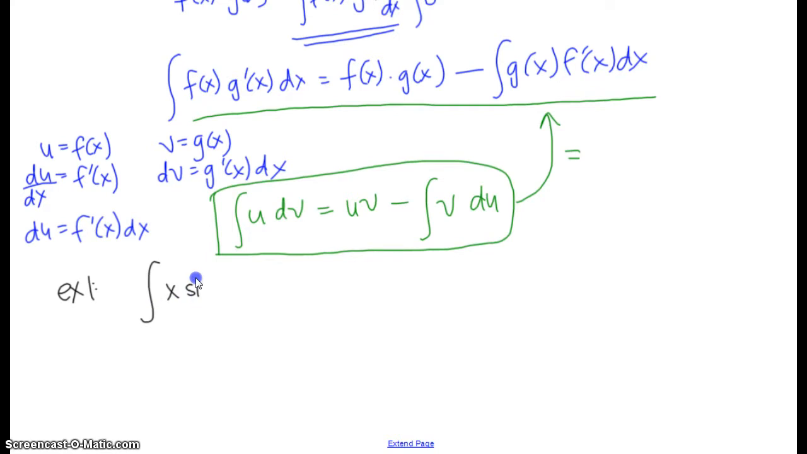It's the perfect example. The integral of x sine x. Now, why is substitution no good here? Well, substitution, remember, was the anti-chain rule. There's no composite of functions here. If I do a u sub, u will equal x, and du, the derivative of x, is just going to be 1. It's not going to help here. It doesn't exist on the outside.